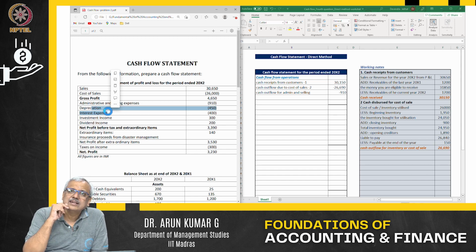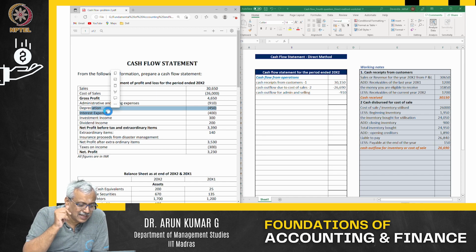Dividend income, again, is an investment activity that I made, because of that I am getting some money. So, cash inflow because of investment activity, I am not considering for operations. Then what else is this? Sir, there is an extraordinary item, insurance proceeds from disaster management. I have received some money, that is $140.